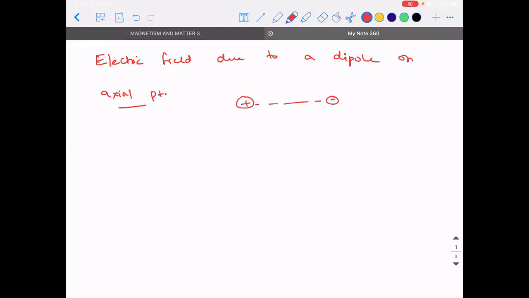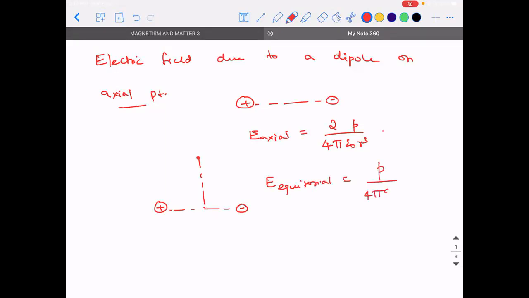What is the electric field due to a dipole at an axial point? It is 2kp divided by r cube, that is, 2p divided by 4 pi epsilon naught r cube. Correct? Similarly, what is going to be the electric field at the equatorial point? It will be p divided by 4 pi epsilon naught r cube, right?